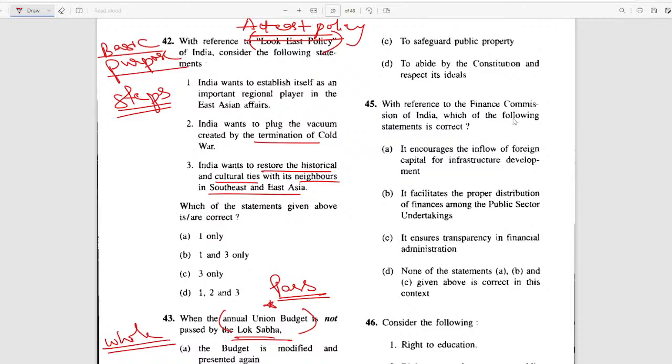Then, with reference to Finance Commission of India, which of the following is correct? So read about the Finance Commission and the present Finance Commission that is there. Read about that. And what is the purpose of Finance Commission, and then the difference between the State Finance Commission and the Finance Commission at the center level.